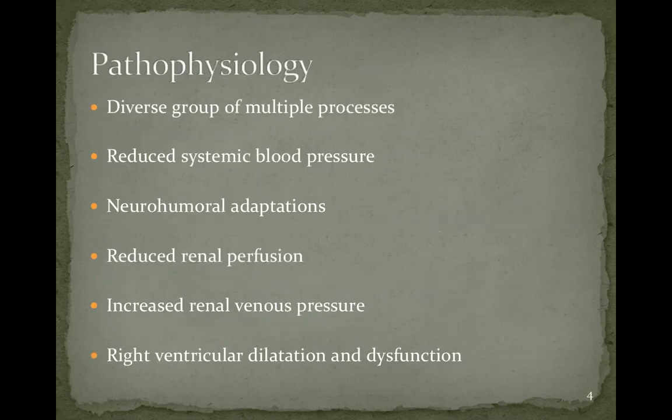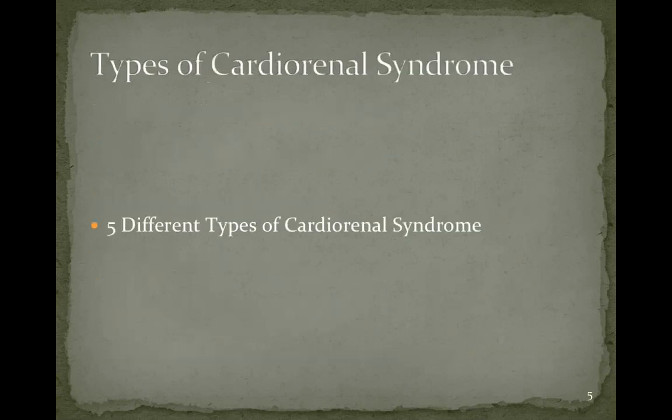So in regards to pathophysiology, I want you to realize that there's a diverse group of multiple processes happening in each cardiorenal syndrome. But I want you to keep in mind what to look at when you're clinically evaluating a patient, treating a patient, and trying to diagnose them with cardiorenal syndrome: if they have reduced systemic blood pressure, neurohormonal adaptations, reduced renal perfusion, increased renal venous pressures, or right ventricular dilatation and subsequent dysfunction.